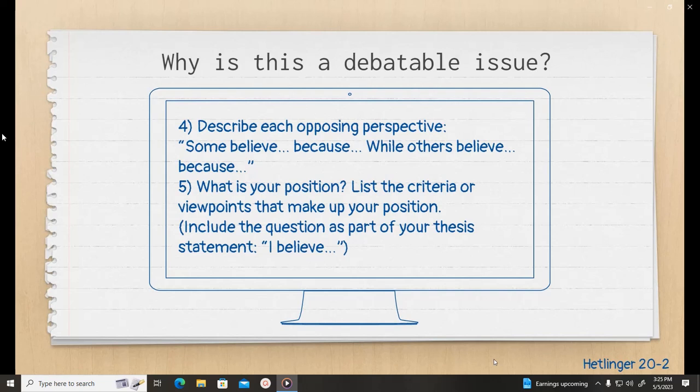You need to list the criteria or viewpoints that make up your position. And you can include the question as part of your thesis statement. So for example, your last sentence could say, I believe the governments should intervene in foreign conflict if, and give me your criteria.